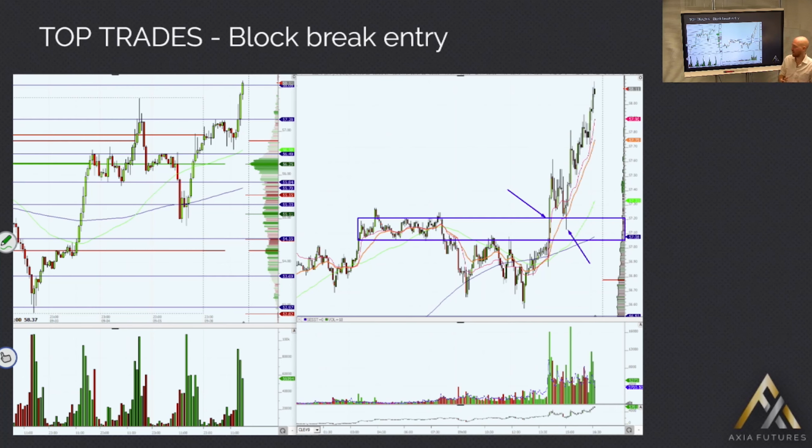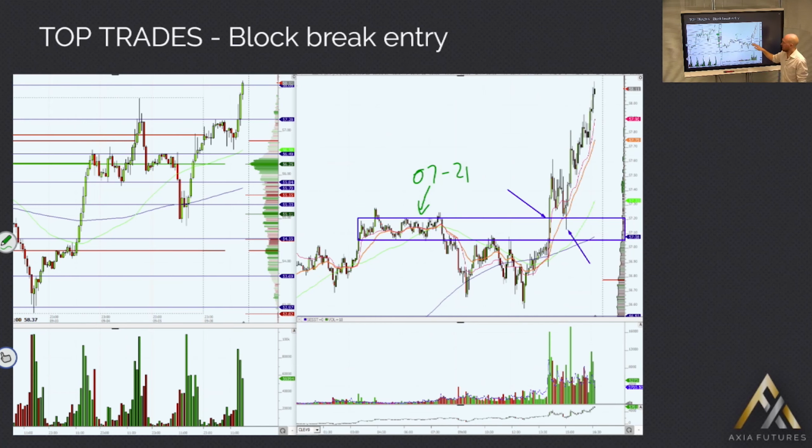How do you get into that trade? Well, what we've got here is your morning's trade. And we established a block here between 07 and 21. That's the boxed off area that I've got there. And that was your early attempt up in this phase in the morning.